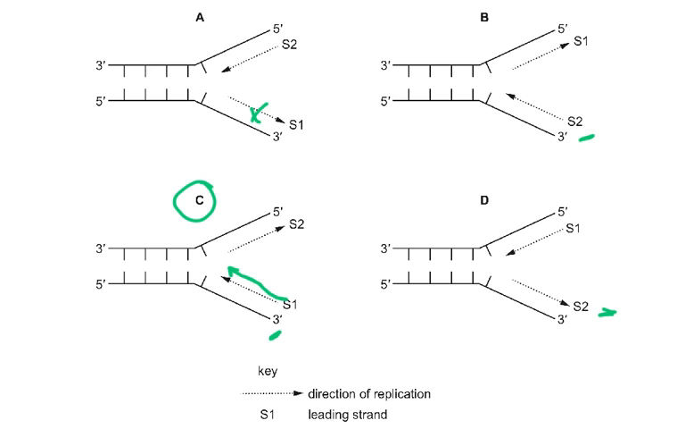So S1 is the leading strand, but the leading strand is from towards the replication fork. It's in the 5 to 3 direction. So this is a 3, so this has to be the 5 to 3 direction, and this is the 5. So this will be the 5 to 3 direction.